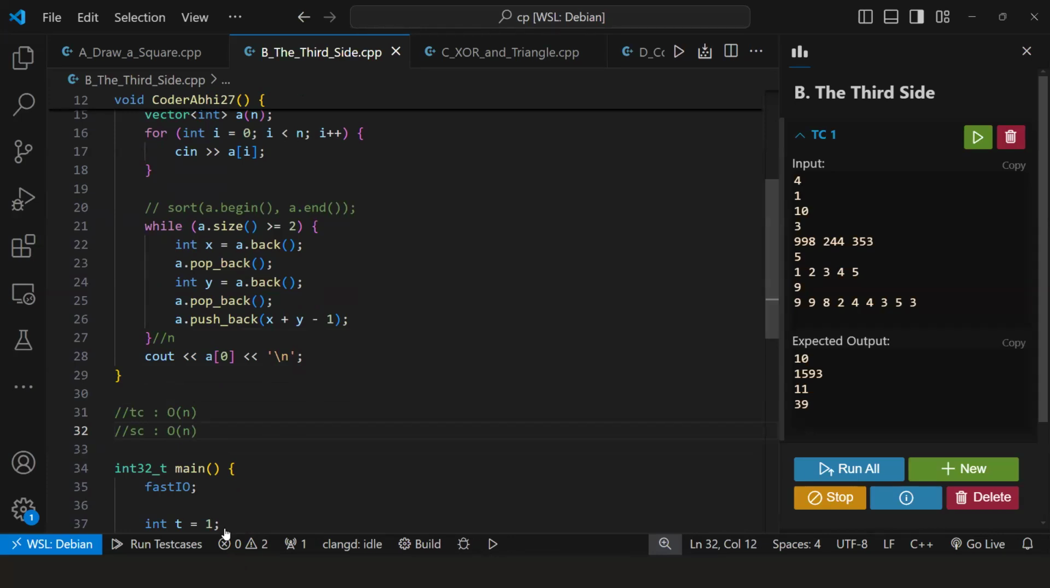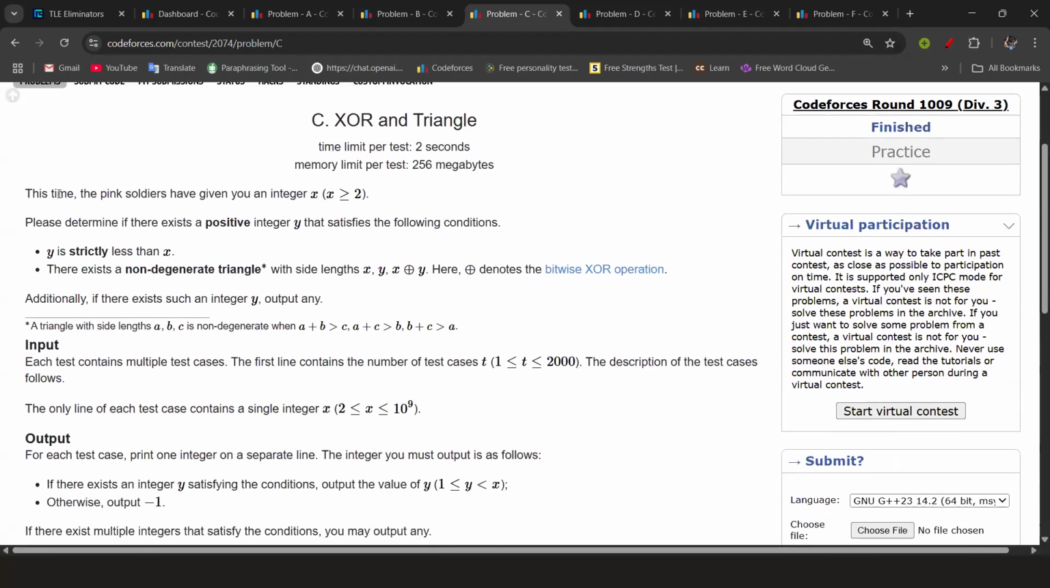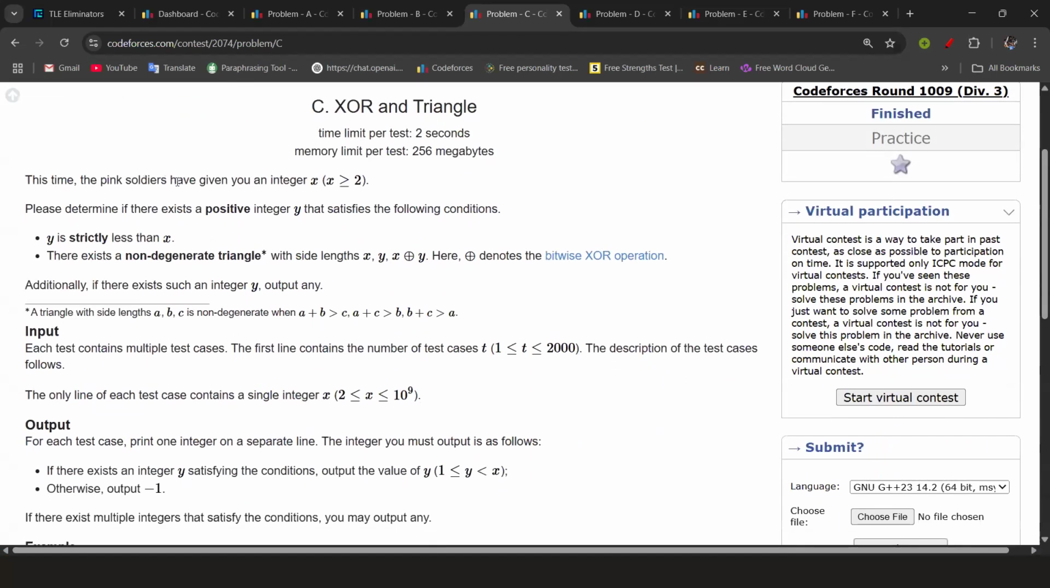Okay, let's move to the next problem now. Problem C, XOR and Triangle. This time the pink soldiers have given you an integer x, which is greater than 2. Please determine if there exists a positive integer y that satisfies the following condition. y is strictly less than x, and there exists a non-degenerate triangle with side lengths x, y, and x XOR y. Additionally, if there exists such an integer y, output any.